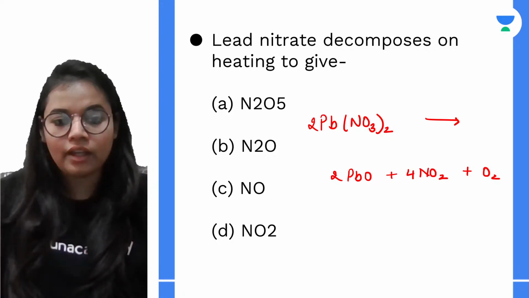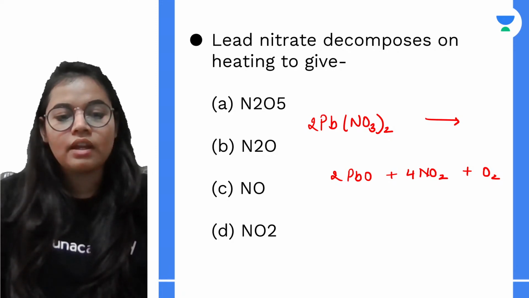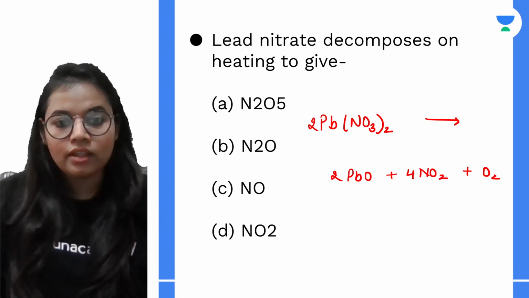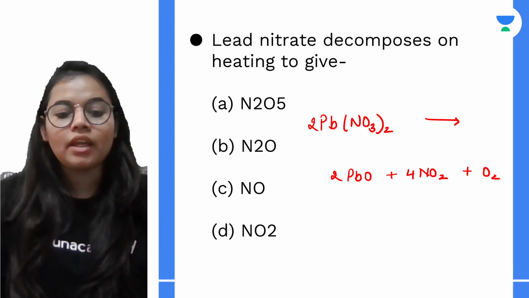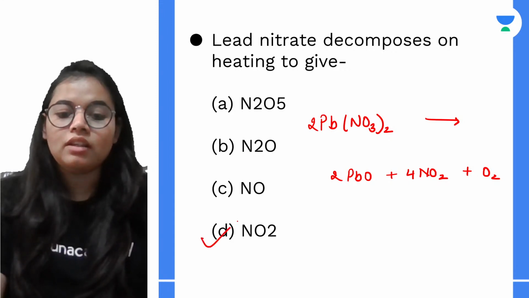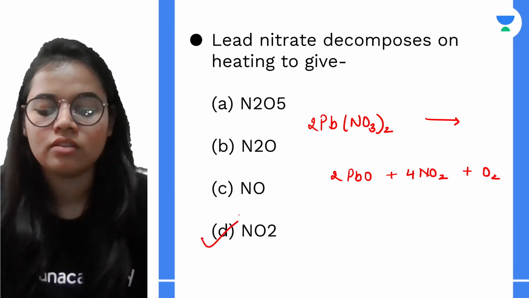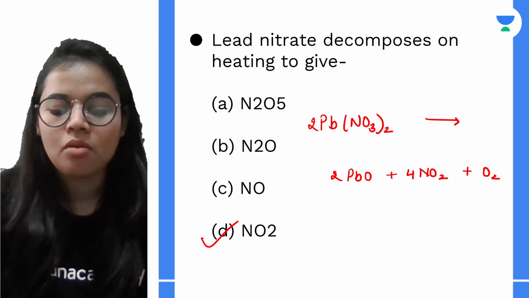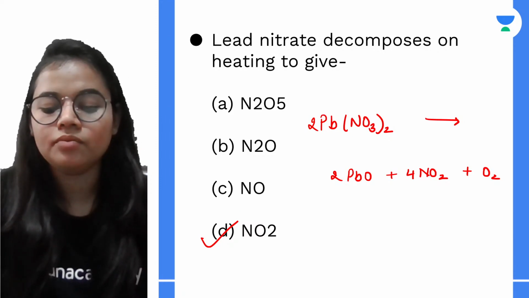कौन सी oxide दे रहा है? It is giving nitrogen dioxide. Okay, तो हमें क्या मिल रहा है यहाँ पर? Lead nitrate के decomposition पर we are getting nitrogen dioxide. Understood up till here? Moving on to next question.